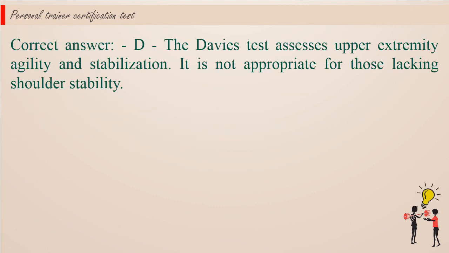Correct answer, D. The Davis test assesses upper extremity agility and stabilization. It is not appropriate for those lacking shoulder stability.